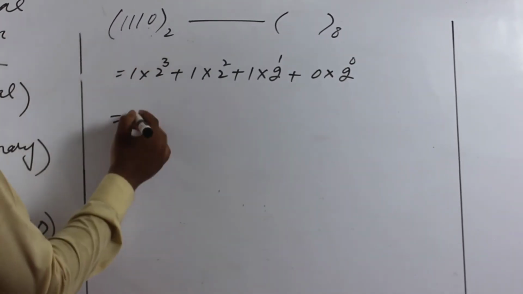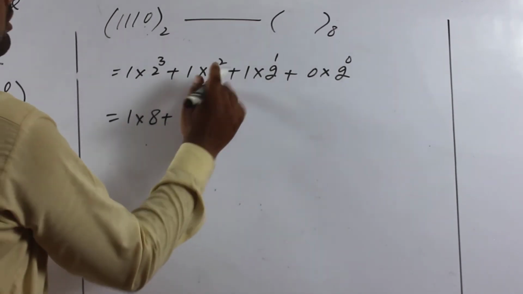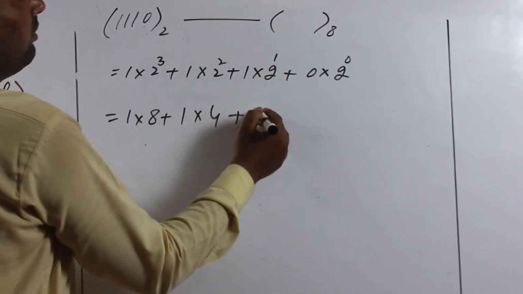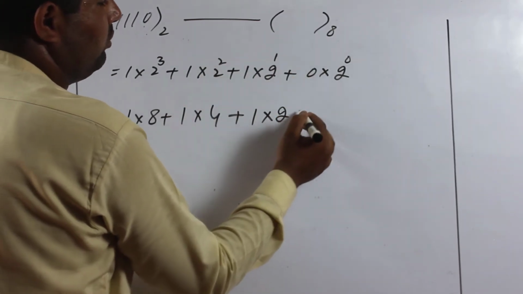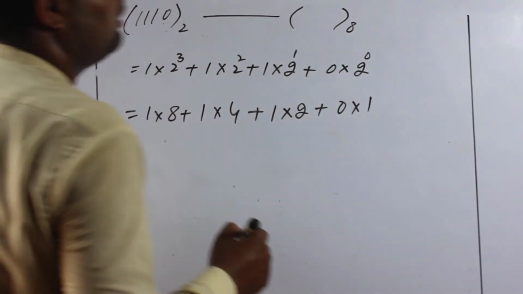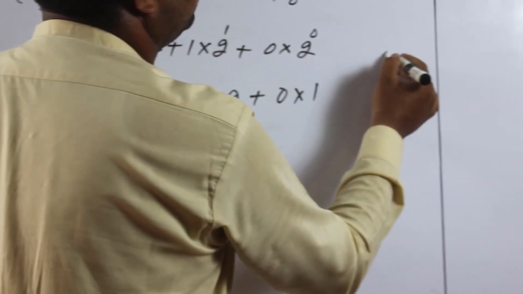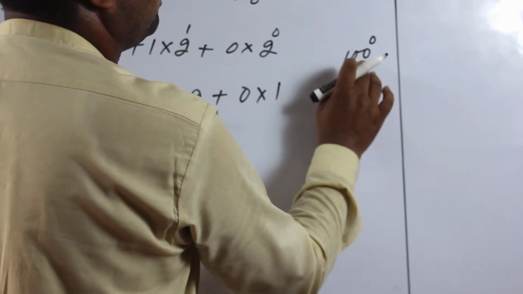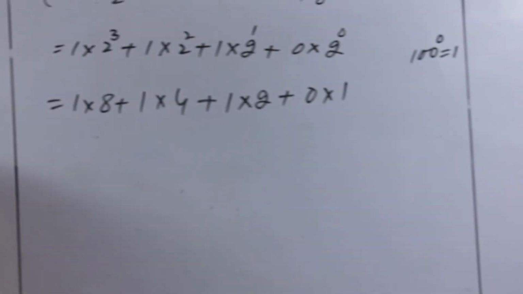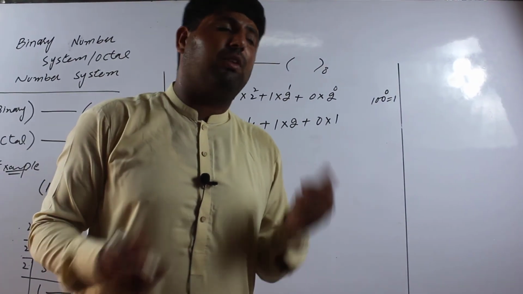Now solve the powers. 1 multiplied by 2 raised to the power 3 is equal to 8, plus 1 multiplied by 2 raised to the power 2 is equal to 4, plus 2 raised to the power 1 is equal to 2, plus 0 multiplied by 2 raised to the power 0 is equal to 1. We can say that when the power of any number is 0, it is equal to 1.